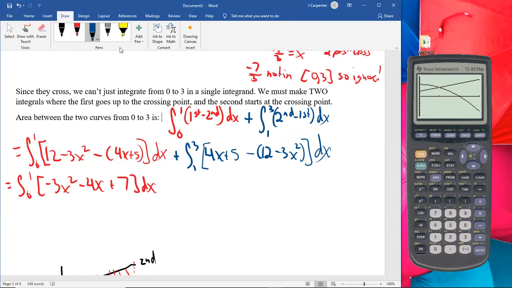And then the next one, integral from 1 to 3. This negative is going to be a positive 3x squared. Then we have the positive 4x term. Then 5 minus 12 is negative 7. Note that the red and the blue are complete opposites from each other. That will happen 100% of the time. When you swap the order of subtractions, the answers are opposites.